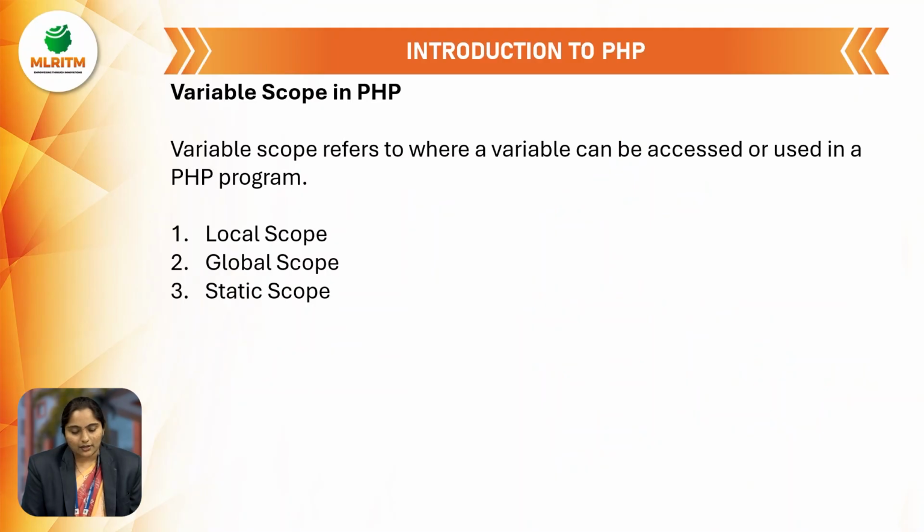And then variable scope in PHP. Variable scope defines how a variable can be accessed and used within a function. And it refers to where a variable can be accessed or used in a PHP program. And here PHP supports three types of scopes: local scope, global scope, and static scope.